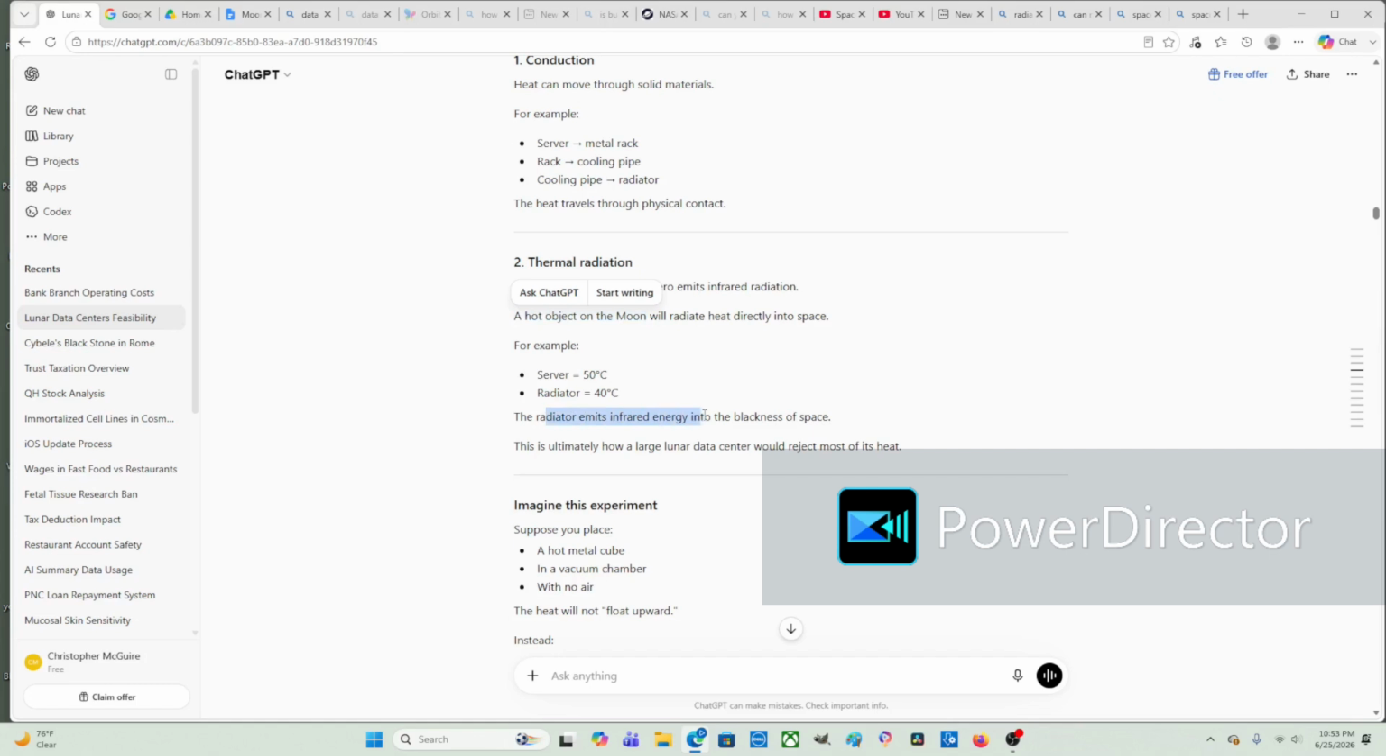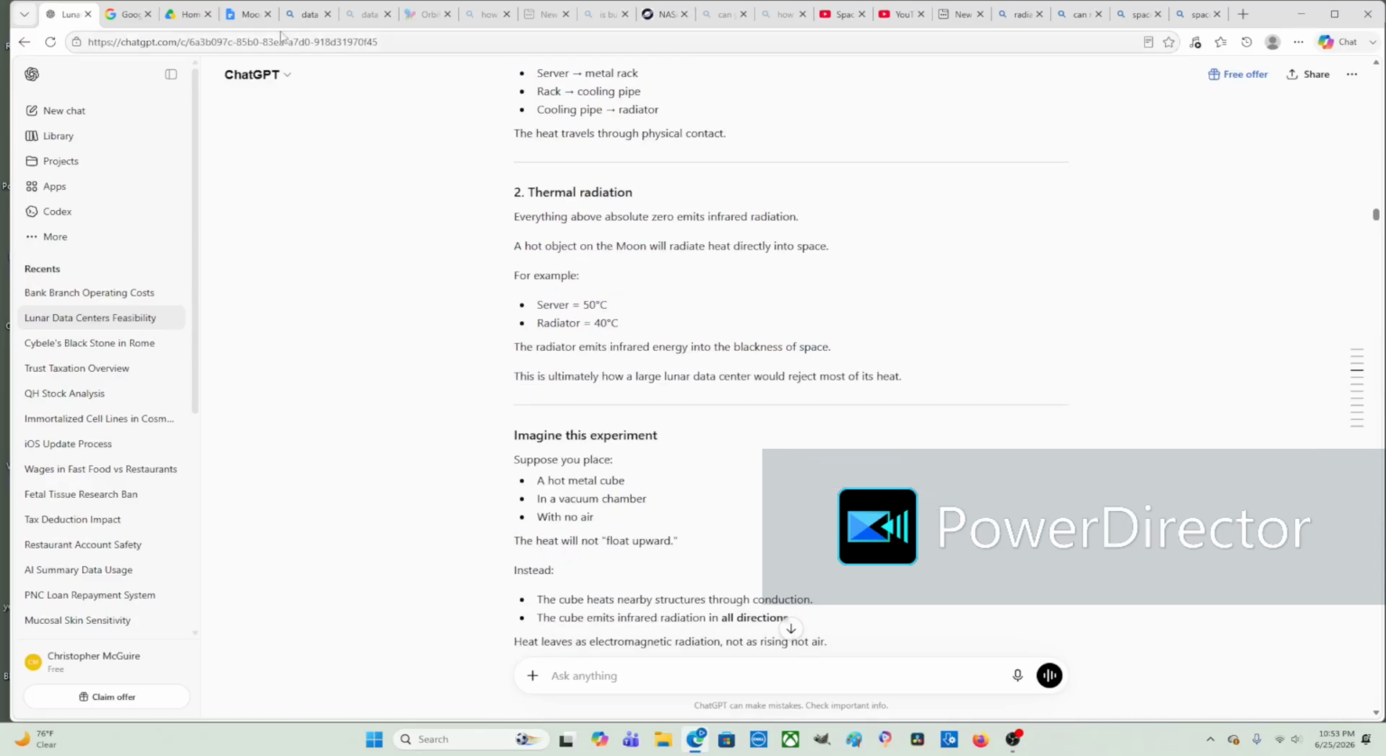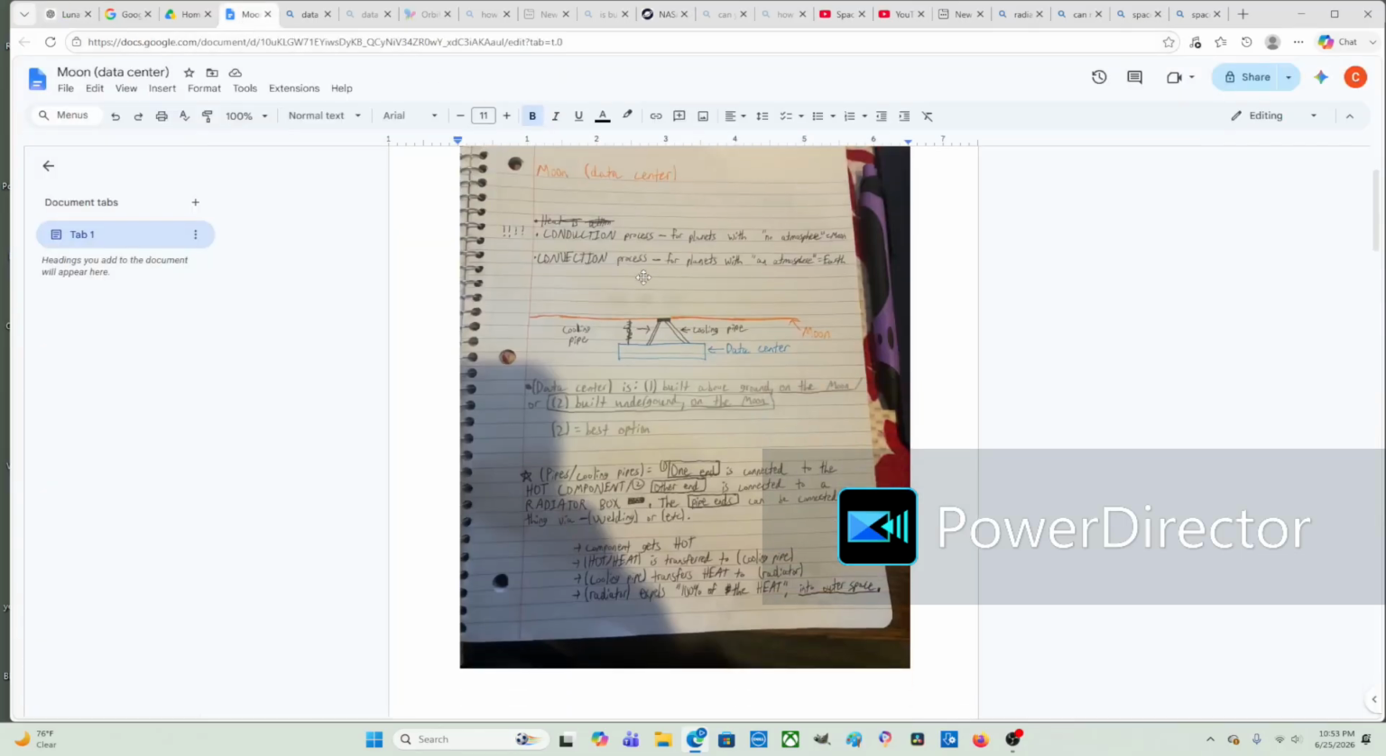The radiator emits heat into the blackness of space. And also, hopefully you have understood my example about how to expel heat through the process of conduction. Okay?